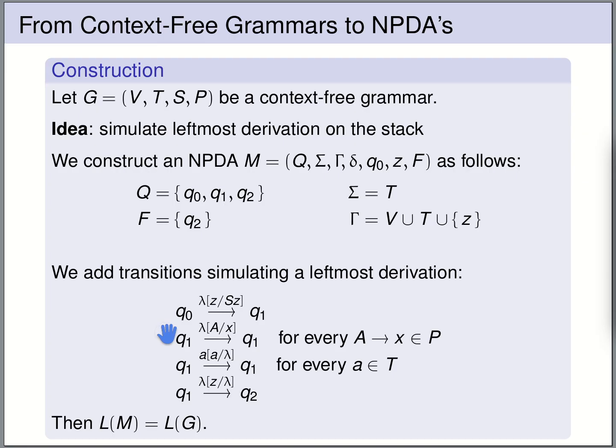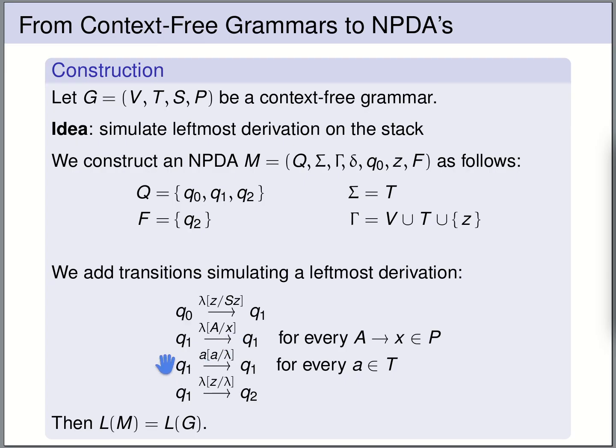The first one allows us to simulate the rewrite steps of the grammar. It does not consume any input, but it says if we have a variable A on top of the stack, then we can replace this variable A by x, if there's a rewrite rule A rewrites to x in our grammar. So you see here that the grammar says A can be rewritten to x, so A can be replaced by x, and exactly that's what happens on top of the stack. A is replaced by x. So this simulates a rewrite step of the grammar on top of the stack.